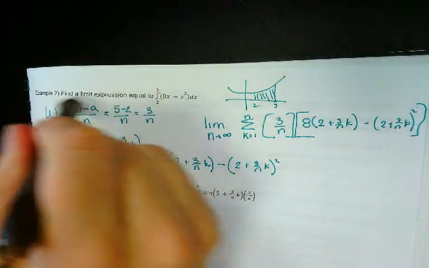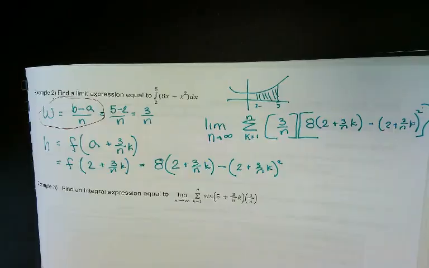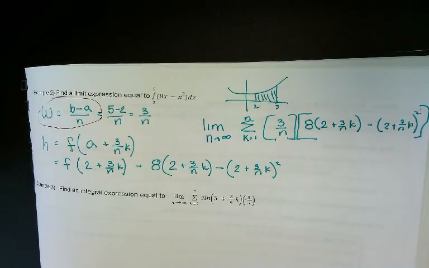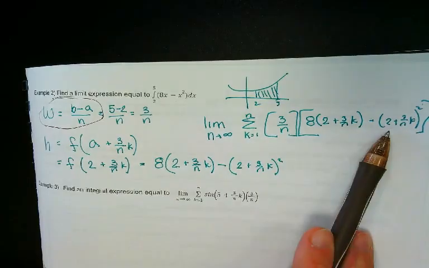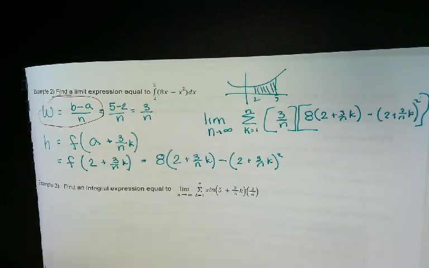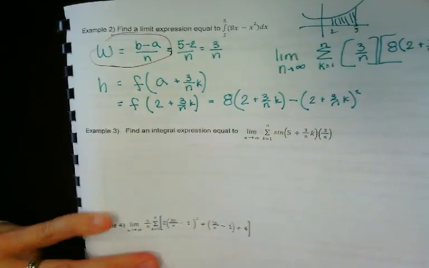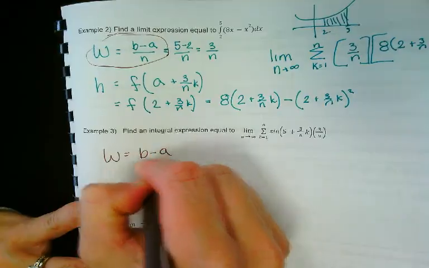Okay, so again, we're always finding the width and the height, and then we're just putting them in there. Okay, so we went from integral to the limit definition. Now we're going to go the opposite way, from the limit definition to the integral. I'm still going to start with the width. The width is b minus a over n.